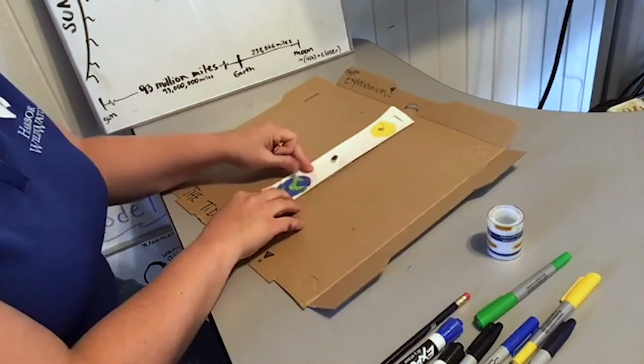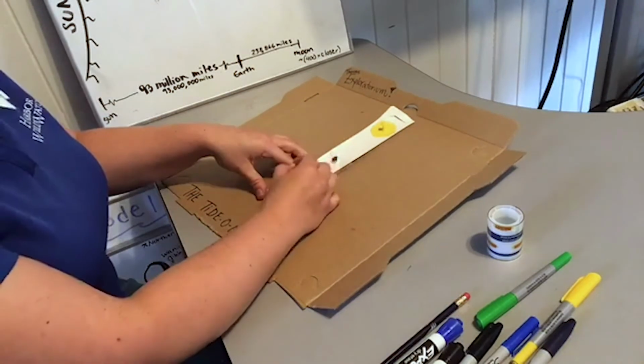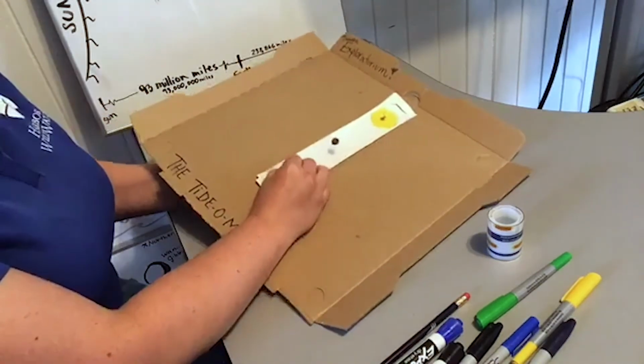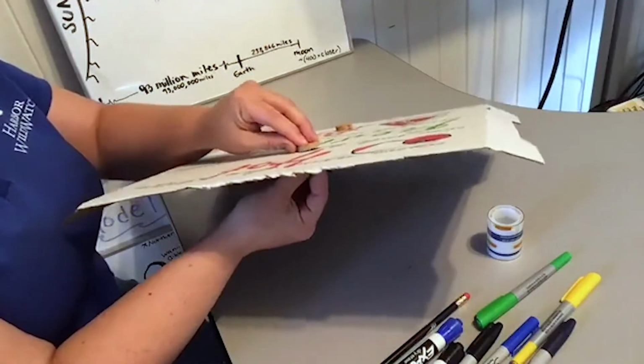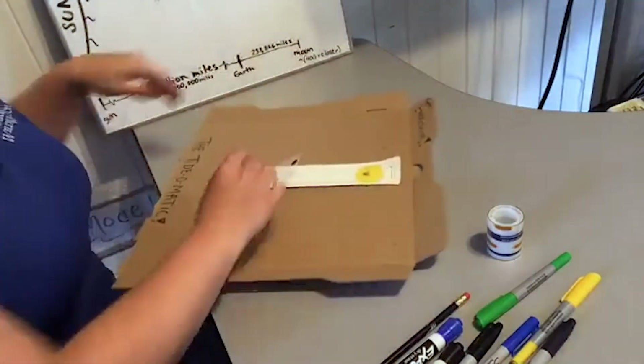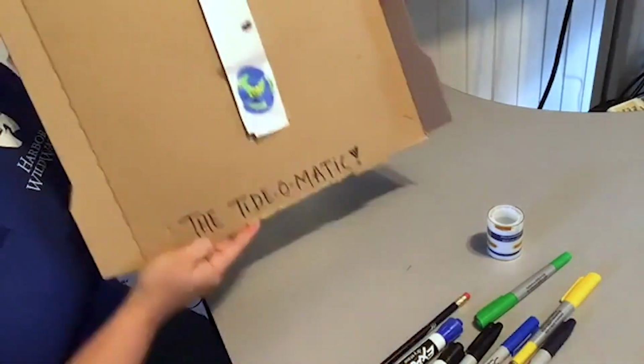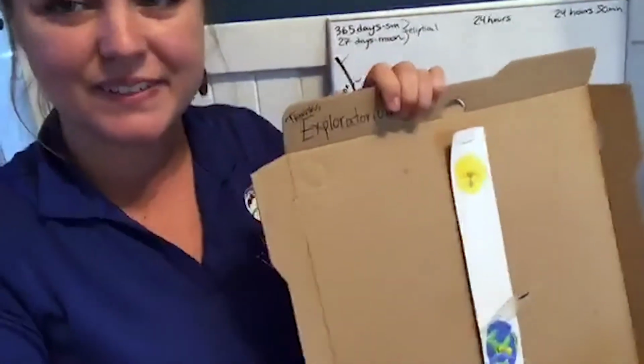So lay that over the top of your earth again. Stab through the middle of your earth. Again, safety cork. Boom. We officially have the Tide-O-Matic. And with this, we can now play.